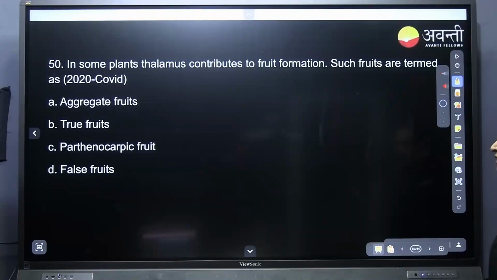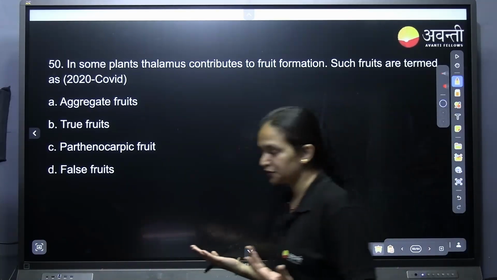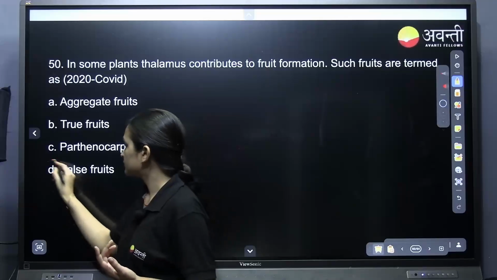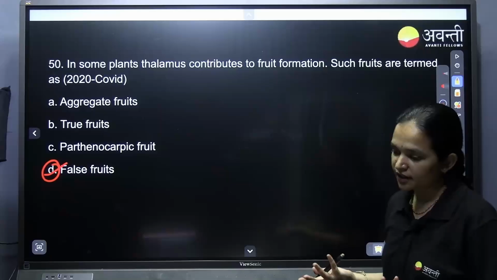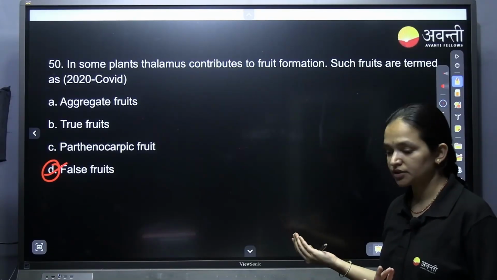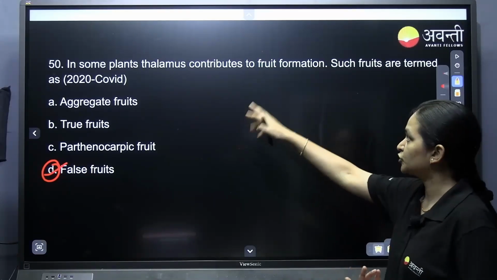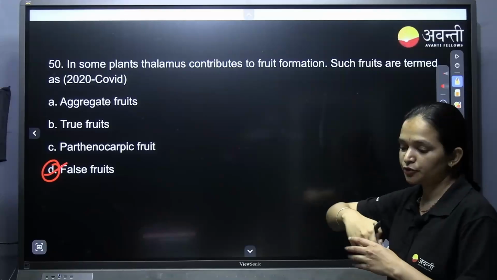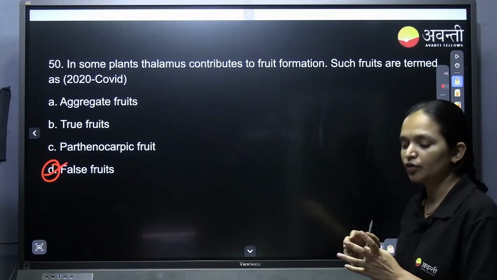In some plants, thalamus contributes to fruit formation. Such fruits are called, same question, such fruits are called false fruit. True fruits arise from ovary. False fruits arise when the thalamus contributes to fruit formation. The fruits formed from the thalamus, we call it as false fruit.